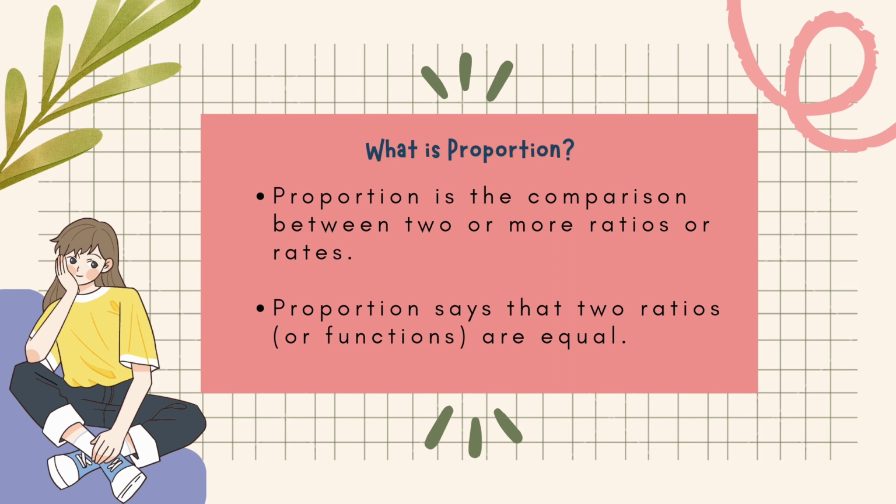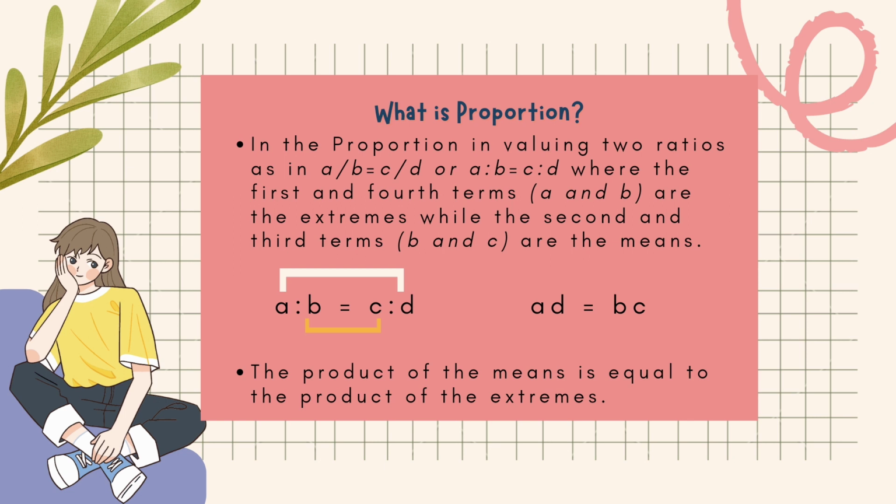Proportion is the comparison between two or more ratios or rates. Proportion says that two ratios or functions are equal. In proportions, two equal ratios, as in A divided by B is equal to C divided by D, where the first and fourth terms, A and D, are the extremes, while the second and third terms, B and C, are the means. In short, the product of the means is equal to the product of the extremes.